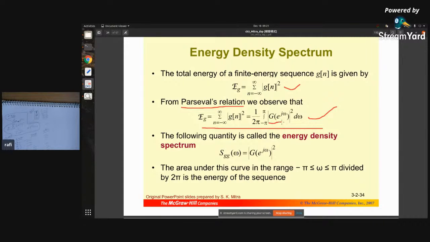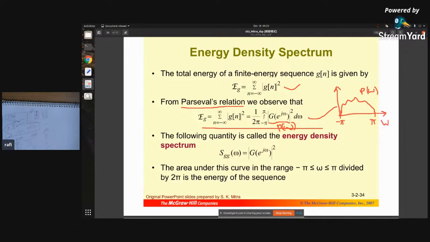You just treat this as some p of omega, so this is p of omega d omega. So you are taking the area under this curve. You have some omega axis and from minus pi to pi. Just assume that it would be mostly symmetric. This is p of omega. That means the y axis is p of omega, the x axis is omega, and this is the curve.